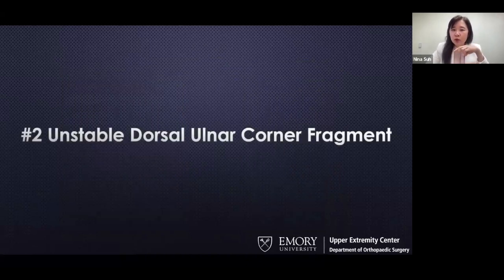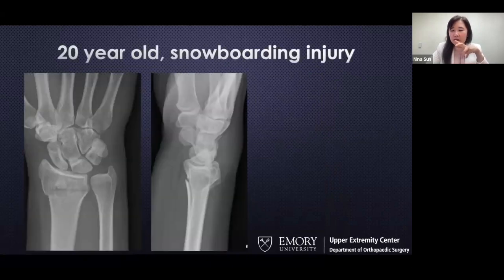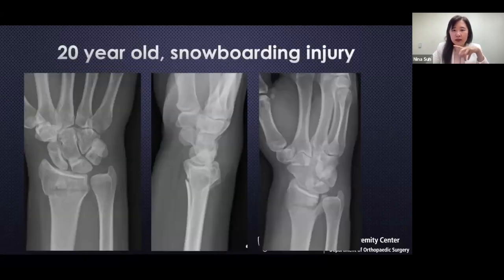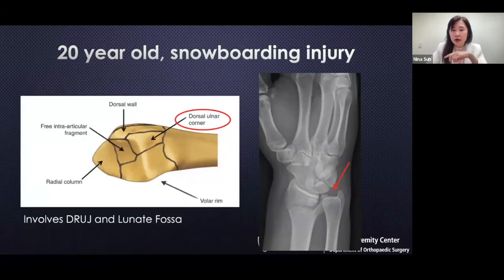Next is the unstable dorsal ulnar corner fragment. You also have to identify this and really be mindful of it. So if you look at this 20-year-old snowboarding injury, from the PA and laterals, actually doesn't look so bad. It doesn't look bad, but then you look on that oblique and you see that dorsal ulnar corner. And so that is potentially a problem.